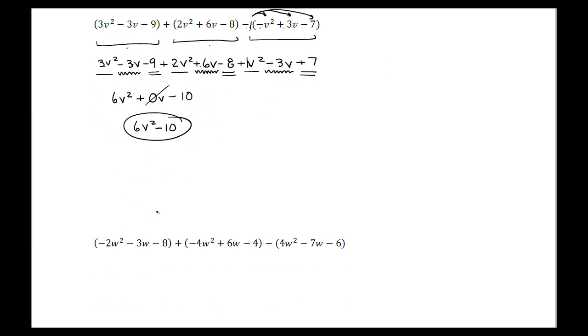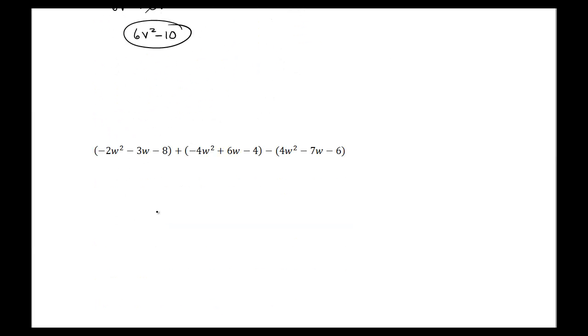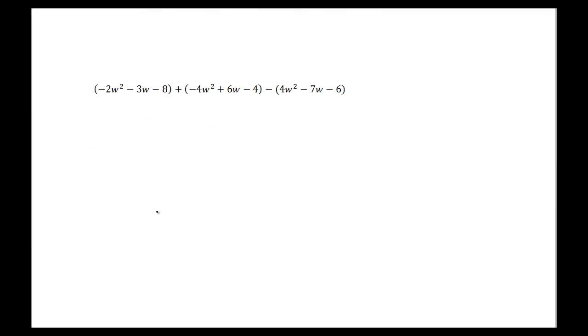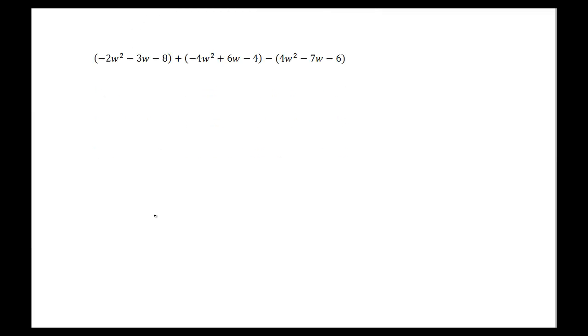Okay, let's try another one. All right, again we have three polynomials. So I see this one plus the second one minus the third one. And remember, if it's a subtraction, I have to remember that I have a -1 in front of the polynomial. And before I remove the parentheses, I have to distribute that -1 to every term inside.